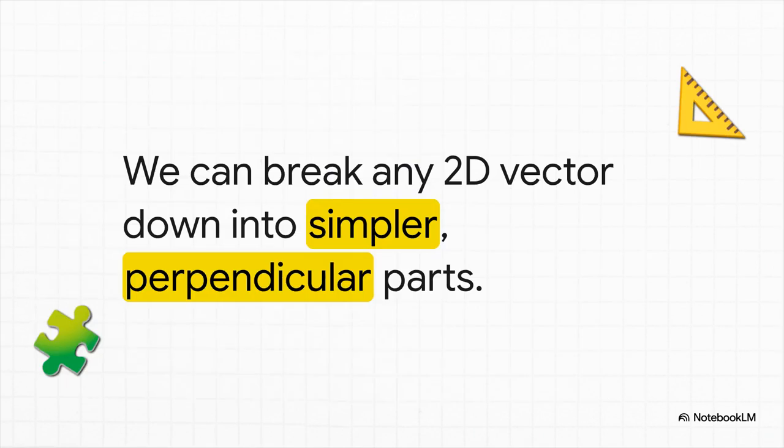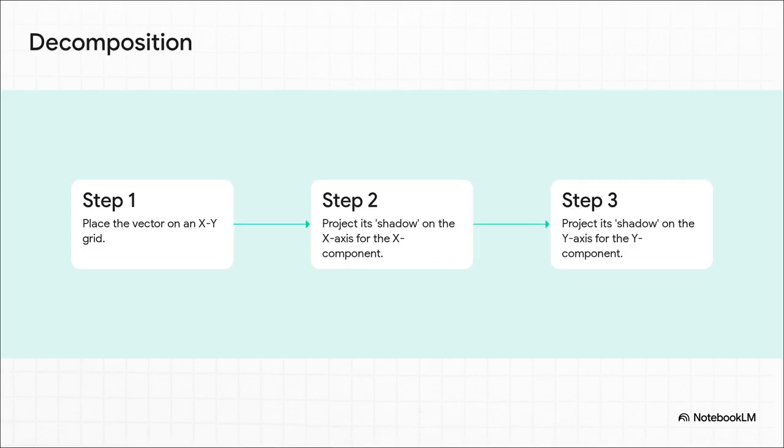And this is where things get really clever. A single diagonal movement can actually be pretty messy to work with. So the brilliant trick that physics uses is to split that one complicated movement into two much simpler ones that are at right angles to each other. Here's exactly how it works.